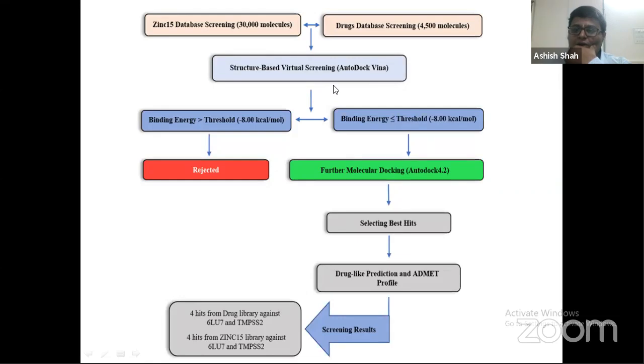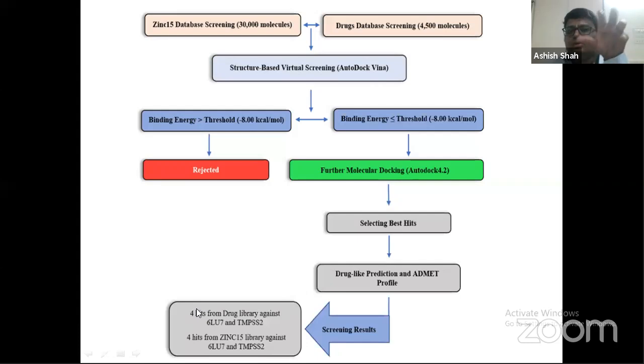After the docking study, again they filtered on the basis of ADME profile, and they ended up with 4 hits for this particular target, 6LU7 and TMPRSS2. So you can see they started with 30,000 compounds and ended up with only 4 compounds, and they did it only with the help of computational or in silico methods.